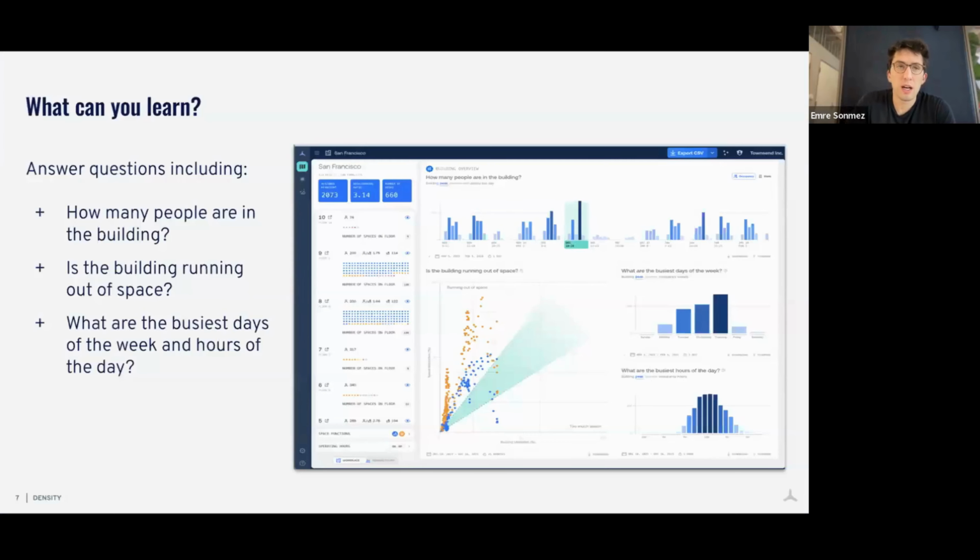And so from this data, we can understand how busy a given floor is. And as the floor gets busier, what happens to different spaces on the floor. So kind of like supply versus demand. And so we expose this self-serve in our analytics interface called Atlas. And you're seeing that here on the right-hand side.